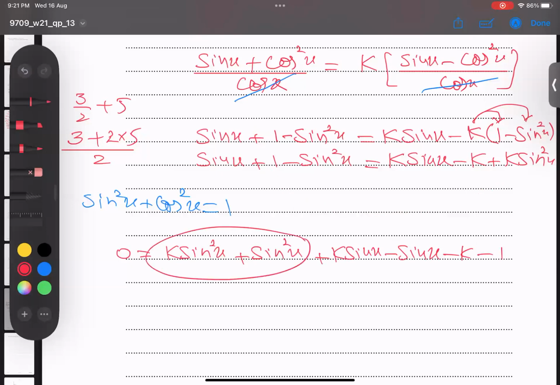Now from these 2 terms, it is very visible, very clear, I can take sine square common out.